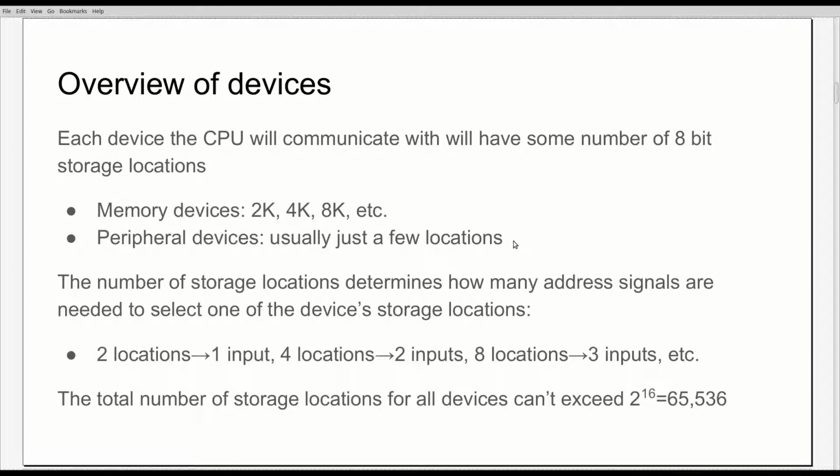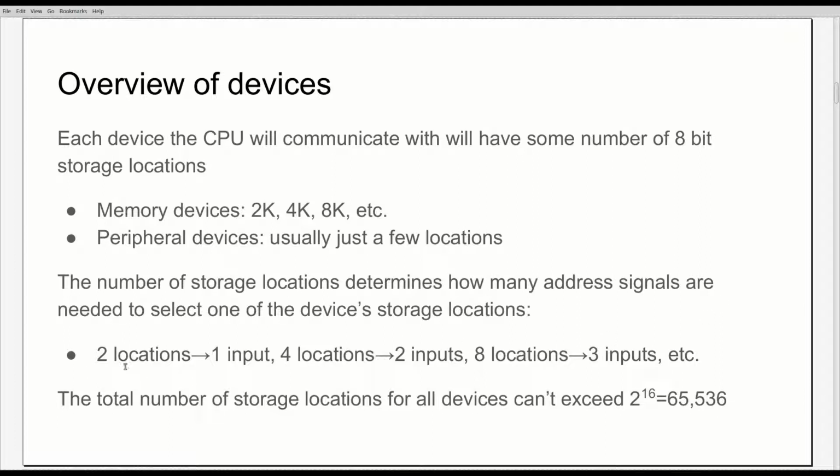The peripheral devices generally don't need a lot of storage locations. They just need a few to serve as basically control registers for the device. And one important thing to understand about devices in general is that, depending on how many storage locations the device has, some number of address signals are required to allow the CPU to select a specific storage location in the device to be accessed. And how many address signals you need depends on how many storage locations there are.